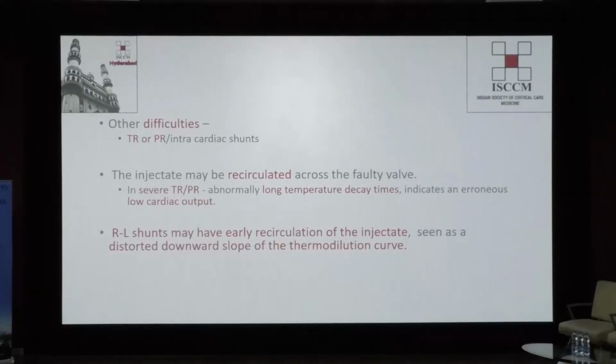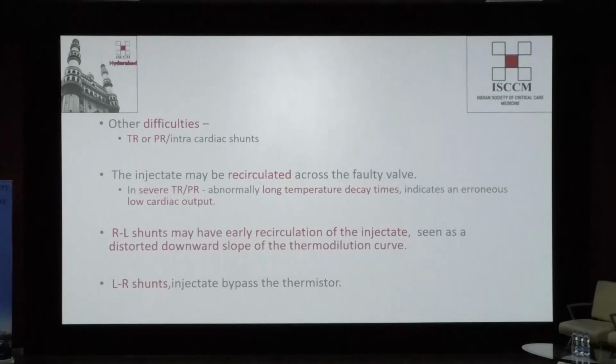Whenever you have shunts, what happens? If there is a right to left shunt, whatever amount of dye is given on the right side of the heart bypasses the right ventricle and lungs, and then goes directly into the left side of the heart, where it is sensed by the sensor. In those situations, the time taken for the temperature to drop is very less, so it will erroneously record a high cardiac output. Again, the left to right shunt is the reverse of that. The amount of injectate which you are giving is diluted, the time taken will be long, and the cardiac output is erroneously shown as less.